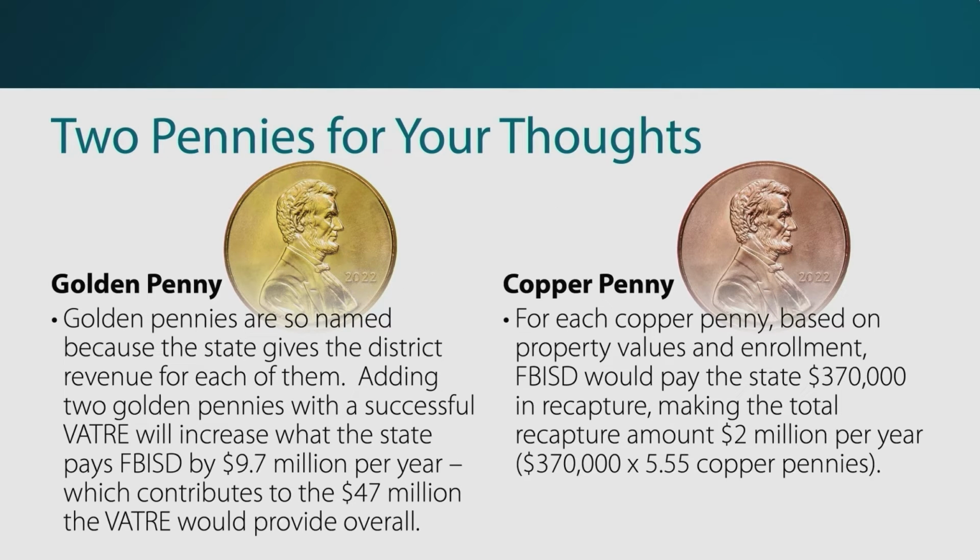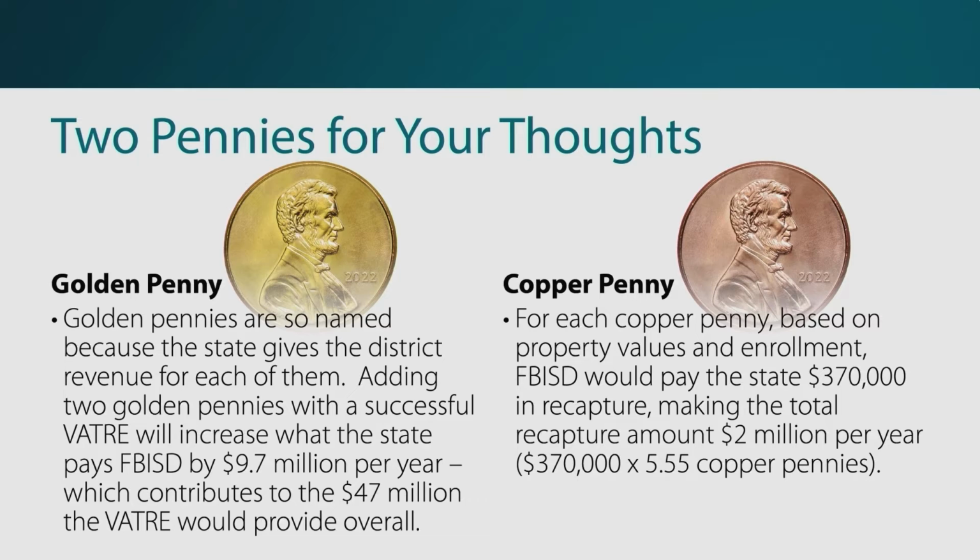So there's a lot going on in here, but you can see the reason why golden pennies are called golden is that not only are we collecting the local funds and we're able to retain those funds for the district, the state actually, in our case, almost matches those dollar for dollar. And so by getting these 2 golden pennies into our tax rate, the state is actually paying us more to the tune of $9.7 million more per year. And that $9.7 million is part of the $47 million overall impact that a successful VATRE will have. And so golden pennies, and all districts have access to some golden pennies, and the state is actually putting more money into the school districts with the more golden pennies that they have. So we have 2 more golden pennies available to us, and that's the purpose of this election, getting those 2 golden pennies.